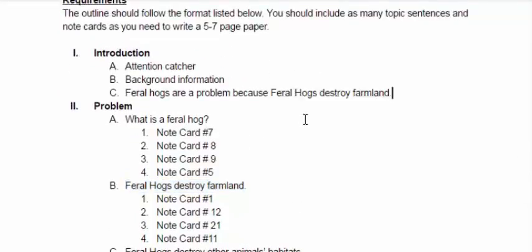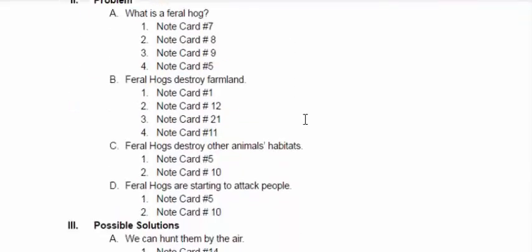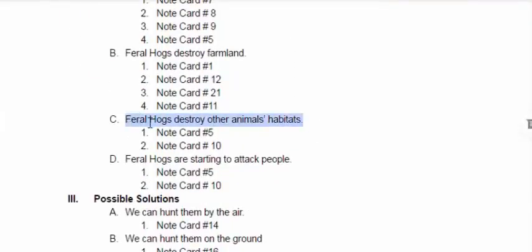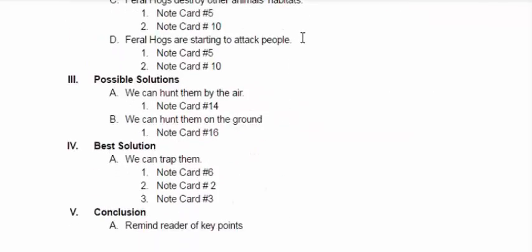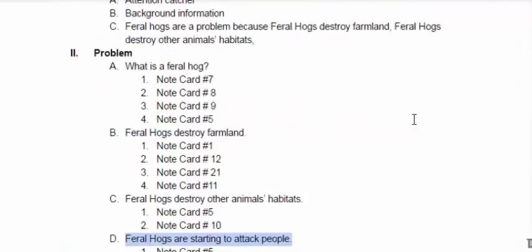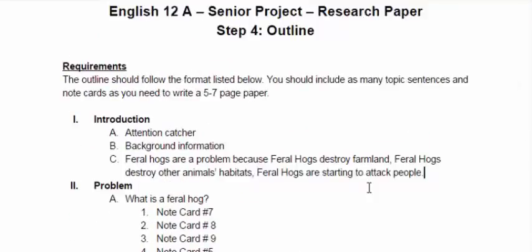Copy, paste. They destroy farmland, comma. Copy, paste. They destroy other animals' habitats, comma. Copy, paste. They just start to attack other people. Semicolon. Because you need the problems and solutions in one sentence. Generally speaking, the best way to do that: problems, semicolon, solutions.